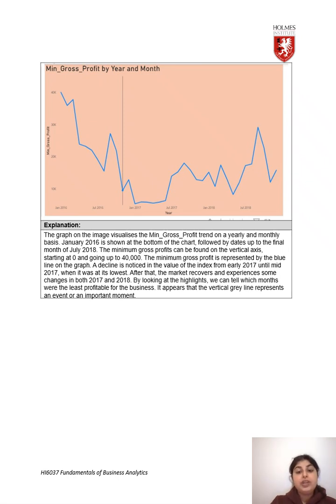It fluctuated month to month from January 2016 to July 2018, and the blue line tracks how much profit the company makes in which year and which month. If the line gets lower, it means that the company did not get any profit. When we look closer at the chart, we can see that in early 2017, most likely in January 2017, the line touches the bottom of the chart, and we can say that it was the worst performance for the company, and it did not get any profit.